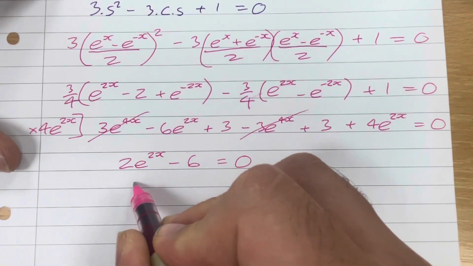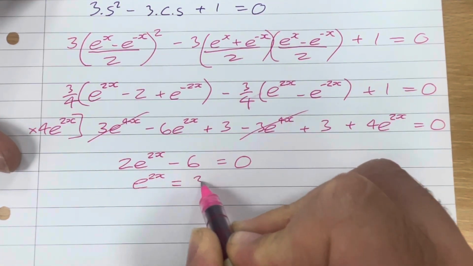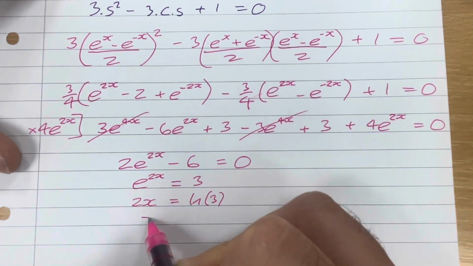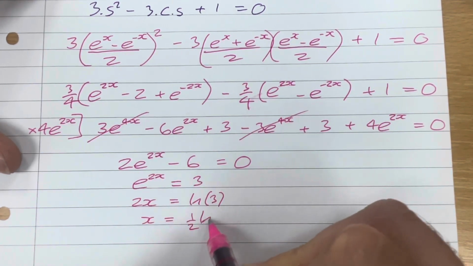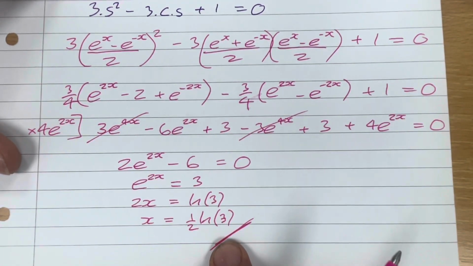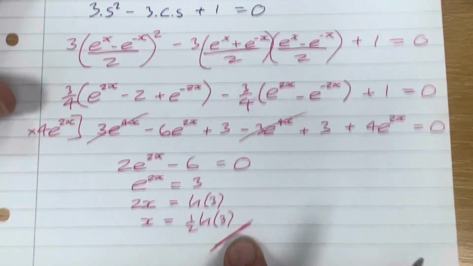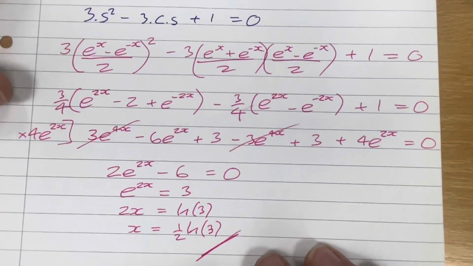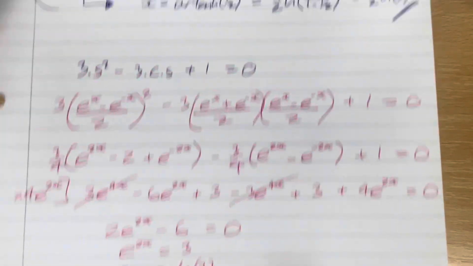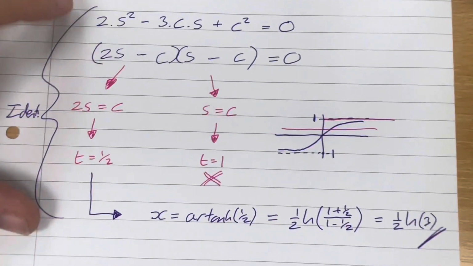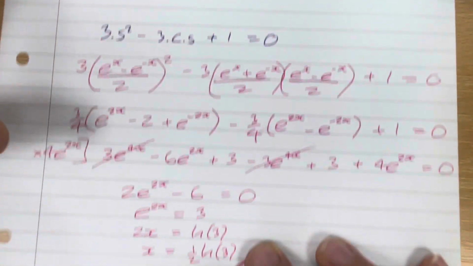And then e to the 2x will equal 3. 2x equals the natural log of 3. And then x equals a half log 3. There we go. So that's the only answer that this method has presented, which is great because we only got one answer from the other method as well. But you can choose either in this case, because the question hasn't specified a particular method to use. You can use either an identity or you can use the exponential definitions of your hyperbolics.